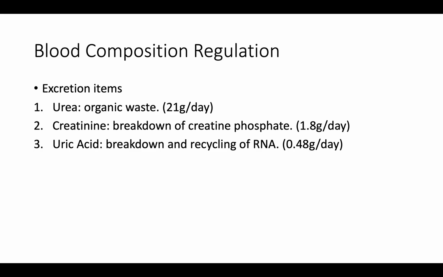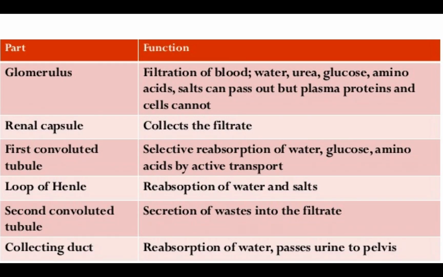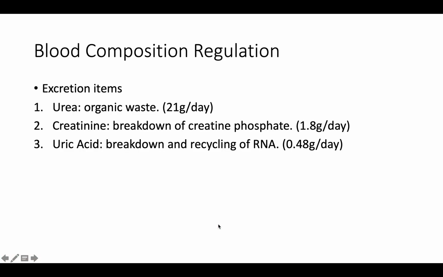So going into urine formation, those are the structures we need to know. That chart is huge. This has it broken down a little bit more for a better understanding for you. You need to know this chart. Here's all the different parts of the nephron, and here's their functions, and this is pretty much how urine is formed. So a little bit more about urine formation and blood composition regulation.